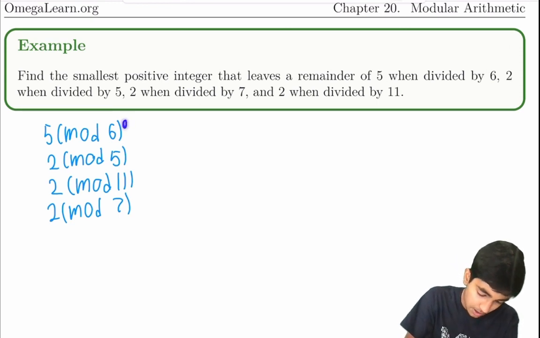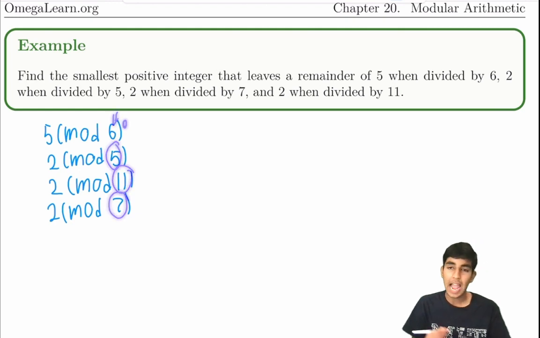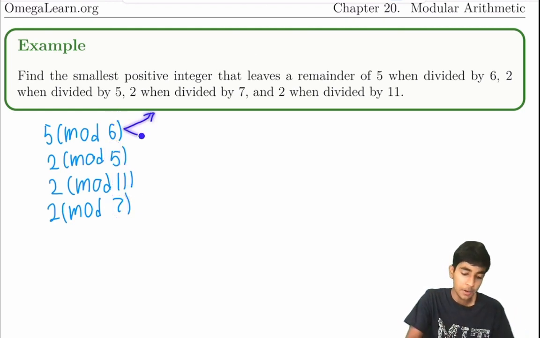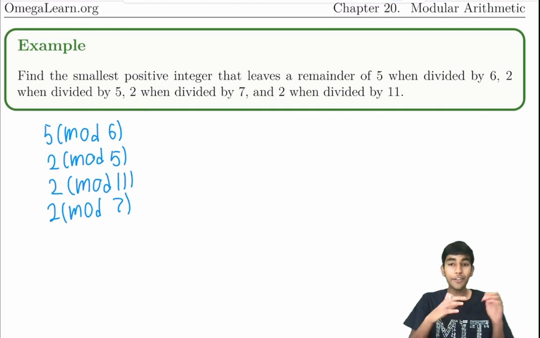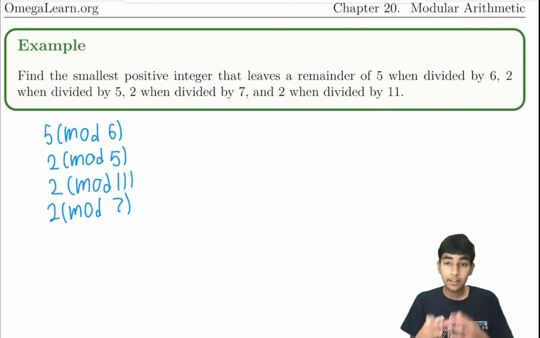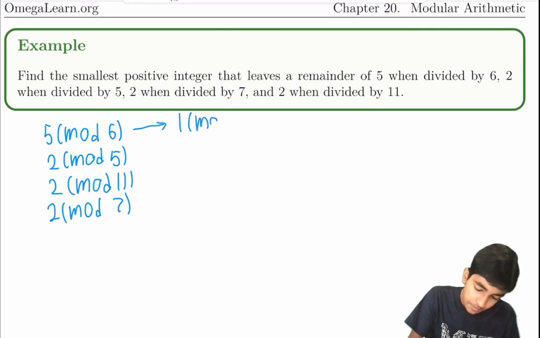5 mod 6. I mean, look at this. All of these numbers are primes. This one is not prime. Anything we can do about it? Well, what we can do is we can split this up into two different statements. So if a number leaves a remainder of 5 when divided by 6, what does it leave a remainder of when divided by 2? 1. So 1 mod 2, right?